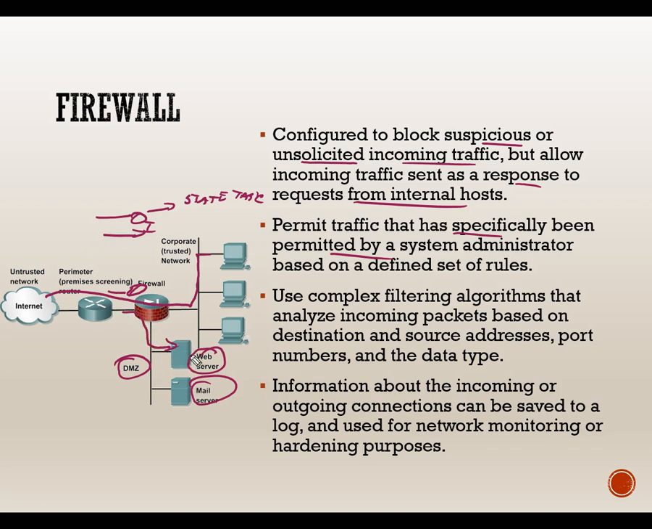Don't let it get to anything else on this machine, but we can filter it to allow it only to get to port 80, the HTTP port, or 443, the HTTPS port. So we can filter these things to allow everybody access to a small set of resources on our network. Firewalls use complex filtering algorithms that analyze incoming packets based on destination, source address, port numbers, and data type.